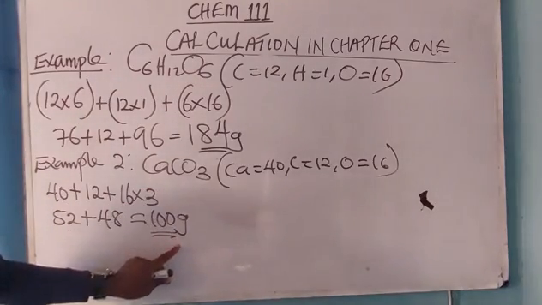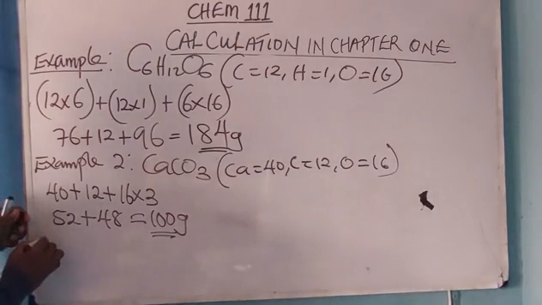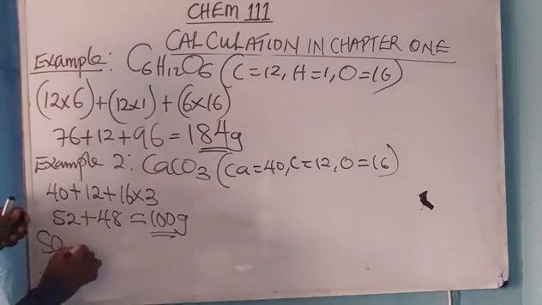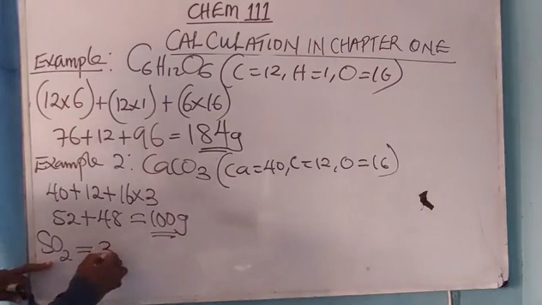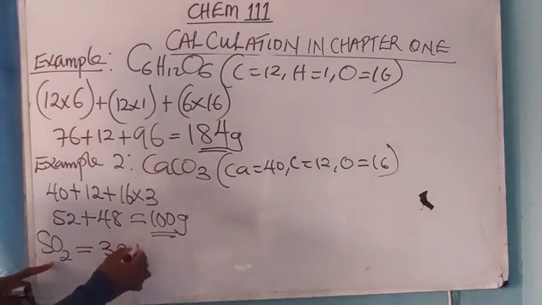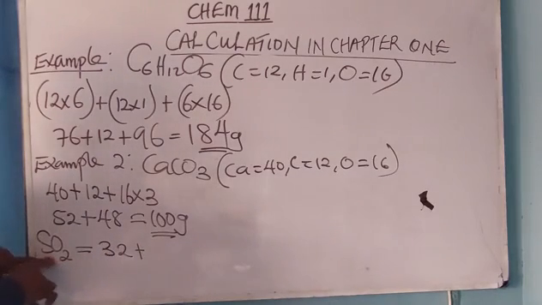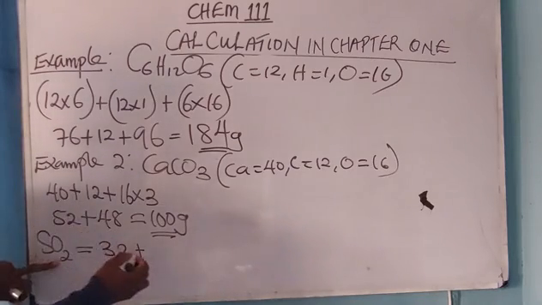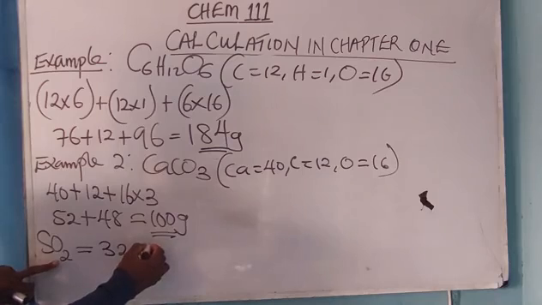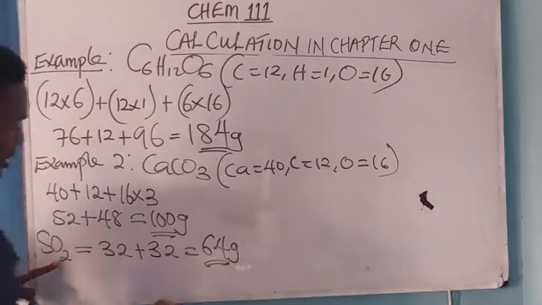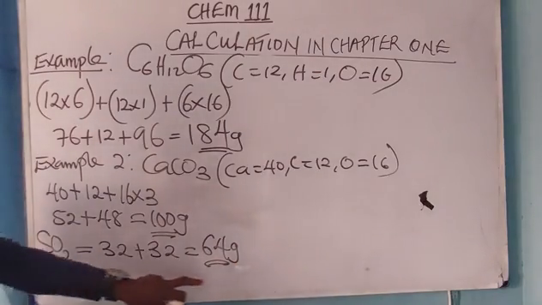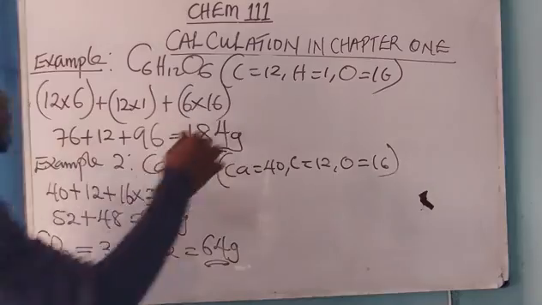So the molar mass of CaCO3 is 100 gram. Now, for the molar mass of sulfur dioxide: sulfur is 32, plus oxygen, you have 2 here, 16 times 2 is 32. I now have 64 gram, which means the molar mass of sulfur dioxide is 64 gram.